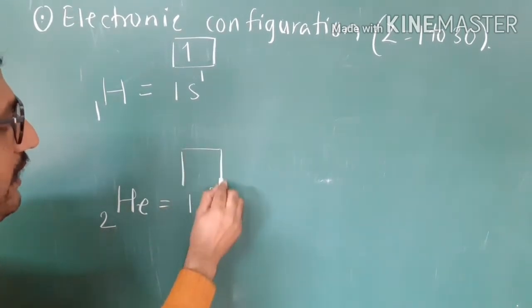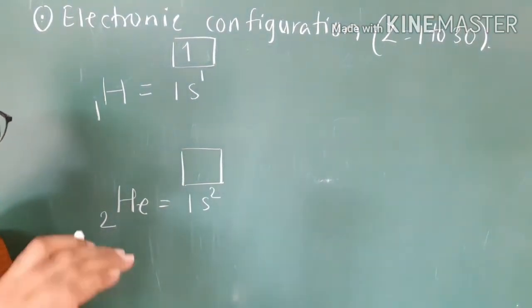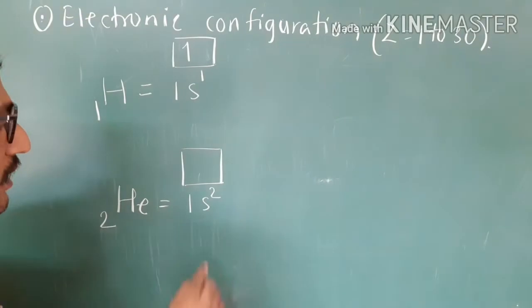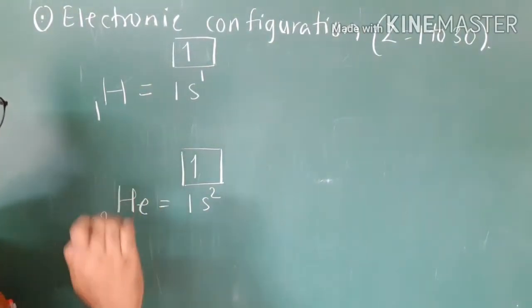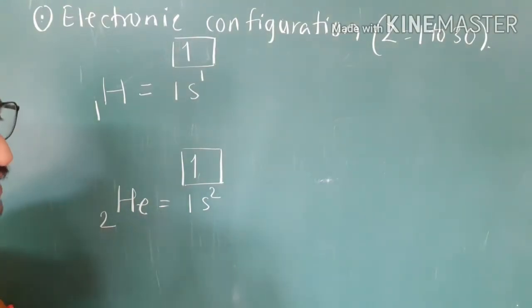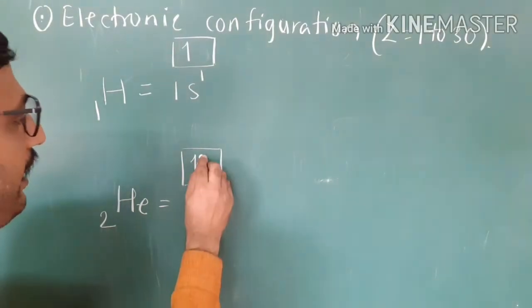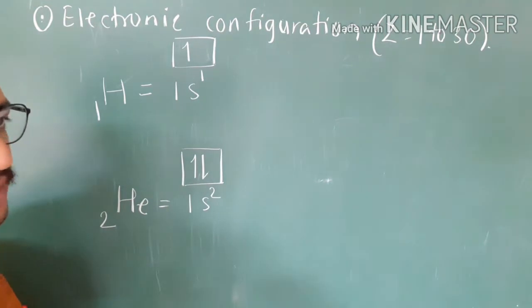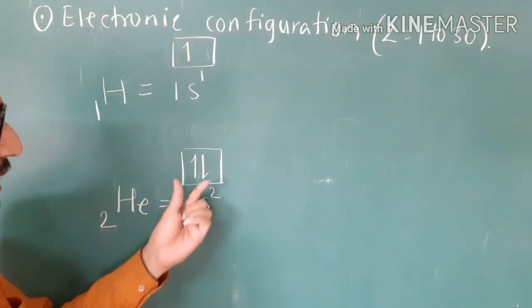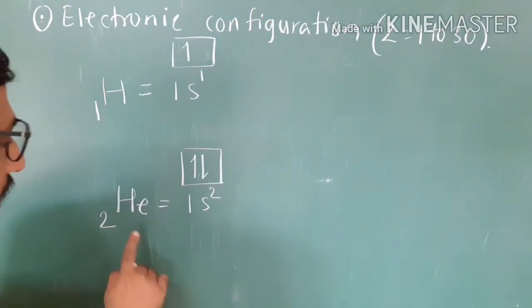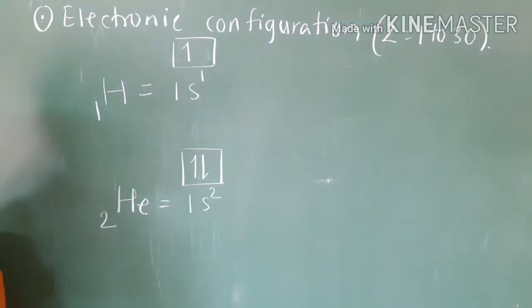We know that 1s is the subshell. First of all, electrons enter the 1s subshell. Here the first electron is upward directed, having a plus half spin quantum number, and the other electron has the minus half spin quantum number. Like this we represent these two electrons of helium. Its electronic configuration is 1s2.